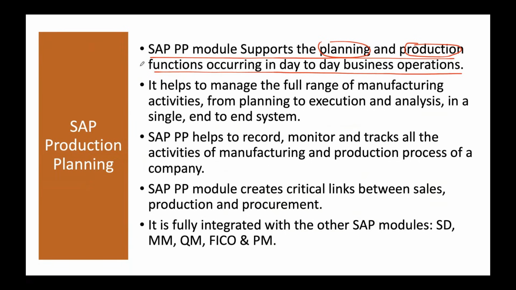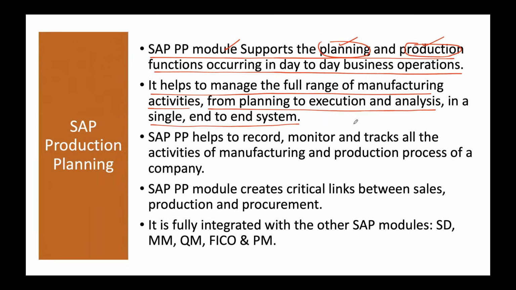What is the loss, what is the output we got. What are the machines used during production, when the production started. What is the start date, start time, finish date, finish time, all those things they will enter using the PP module. The PP module supports both planning and production. It helps to manage the full range of manufacturing activities from planning to execution and analysis in a single end-to-end system.